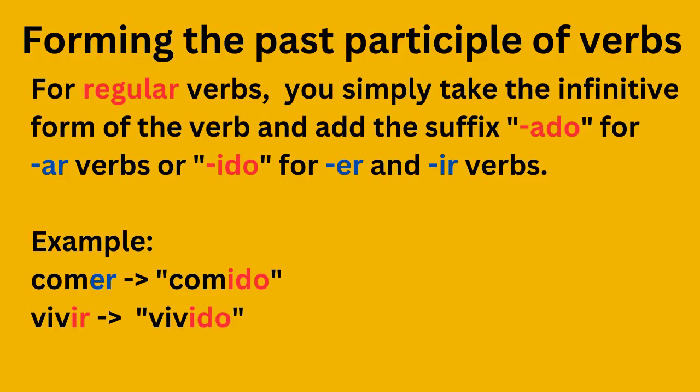Now let's talk about the rule for forming the past participle of verbs. For regular verbs, you simply take the infinitive form of the verb and add the suffix. To form the past participle of a regular verb, you drop the infinitive ending ar, er, ir, and add ado or ido. This is equivalent to adding ed to many verbs in English. For example, the past participle of comer is comido, and the past participle of vivir is vivido.